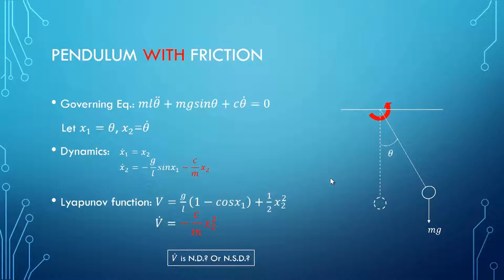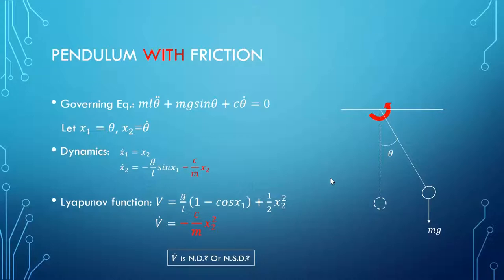If you want to conclude theta goes to zero as t goes to infinity, you need the conclusion to be asymptotically stable. The requirement for asymptotic stability is V is PD and V dot is ND, but obviously V dot here is NSD. So the best you can conclude is only stable. But what you observe here is asymptotically stable. So what's the disconnection? What's missing here? You know something is wrong, right?